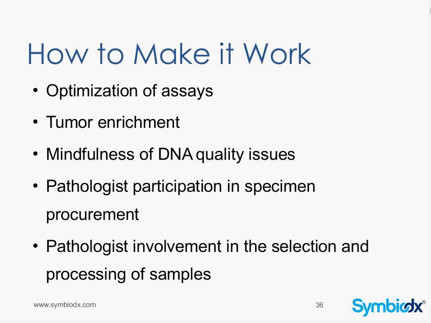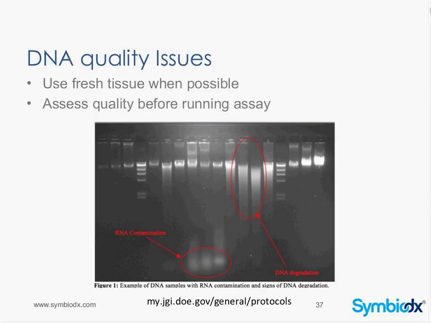Okay. Optimization of assays, tumor enrichment, mindfulness of DNA quality issues. Again, I had mentioned a minute ago that poor quality DNA will not work so well at a very low level. So some of the things we do to avoid that are looking at a gel, like a DNA smear of our genomic DNA and our amplified DNA. The picture that I'm showing you here has a big red circle showing an area of DNA degradation. It's just a big smear. You don't see a sharp band.